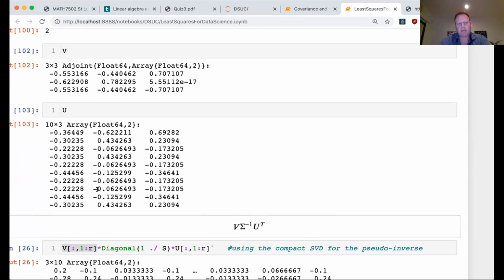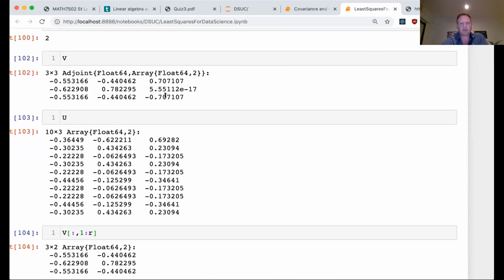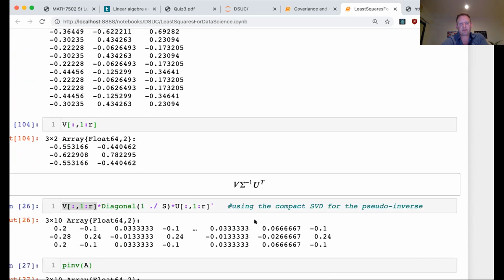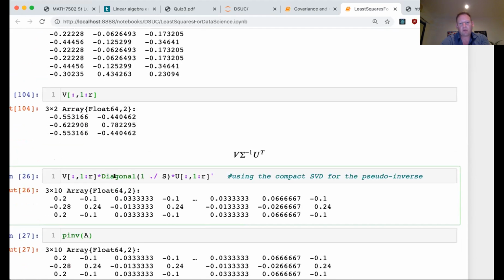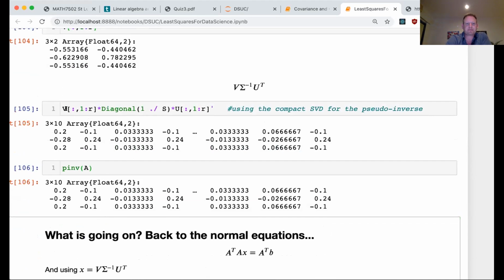Okay, but when we do this thing, we only collect the first 2 columns of V, so we ignore the 3rd column. That's what we're going to use for the pseudo inverse. So now if we do V times the diagonal of 1 over S, that's sigma inverse, times that, we get this pseudo inverse. We get this matrix, compare it with the pseudo inverse, and you see that it's the same thing.